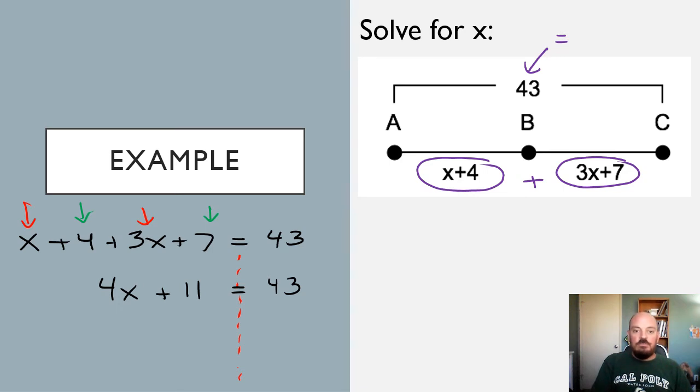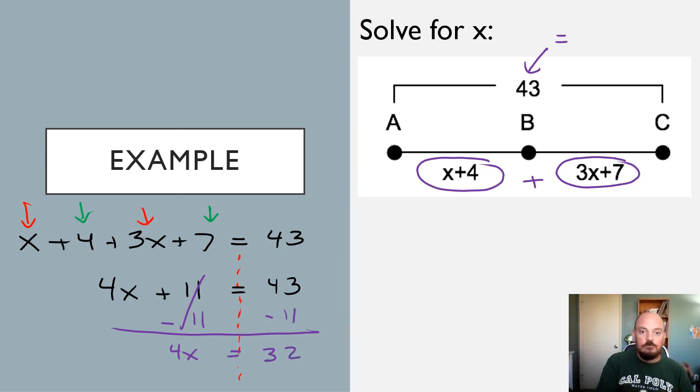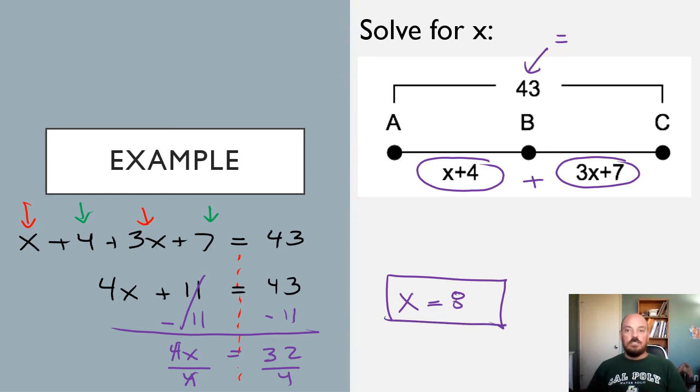And I think what I would do for my first step is probably subtract 11 from both sides. Let's get rid of that positive 11 there. So I'll do minus 11 on both sides. Cancel that out. That leaves just 4x here. 43 minus 11 would be 32. And then the last thing I want to do to solve for x is divide by 4. So if I divide both sides by 4, that 4 cancels, and my answer is 32 divided by 4, which is 8. So your final answer is x equals 8.